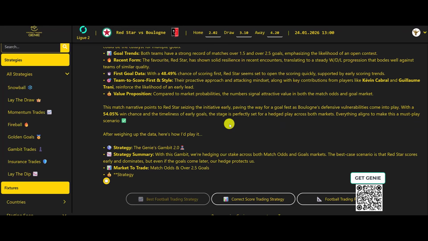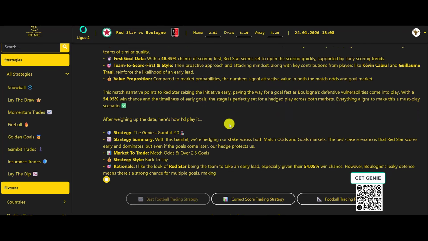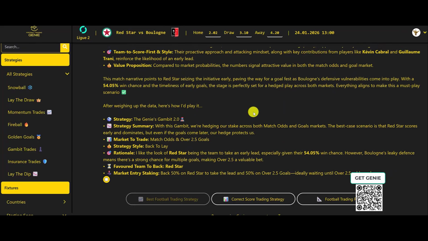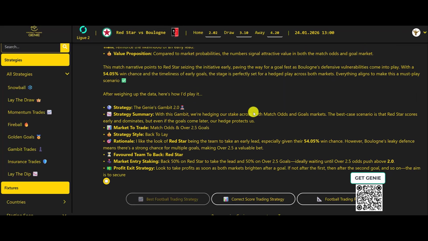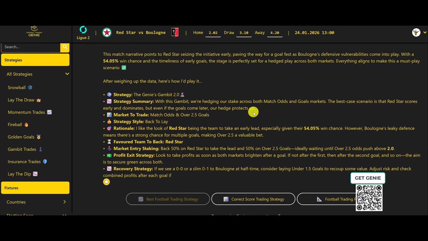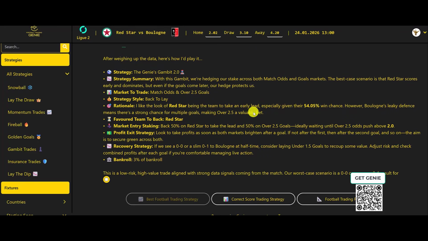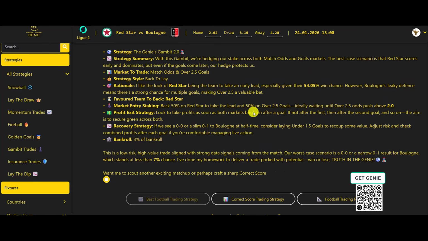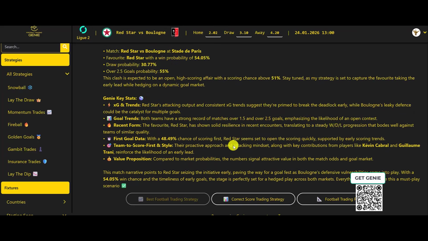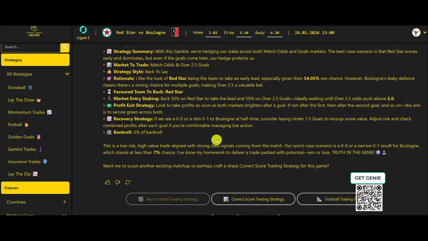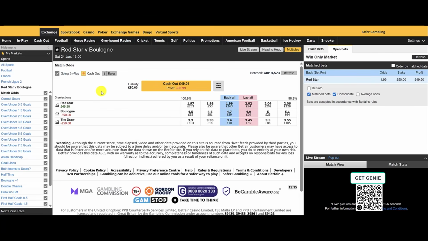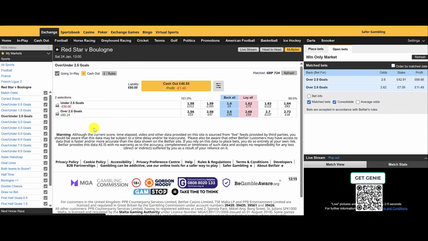So it is suggesting we're looking for Red Star to be the first team to take the lead. We're going to back Red Star, 50% of our stake, and we'll back 50% on over 2.5 goals also. Okay, all right, let's get set up. So here we are on the back on the market. We're going to back Red Star, 50% of our stake, and then 50% in on the over 2.5 goals. So anyway, we will trade from there.